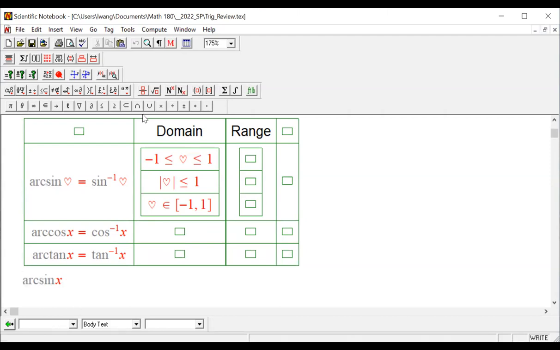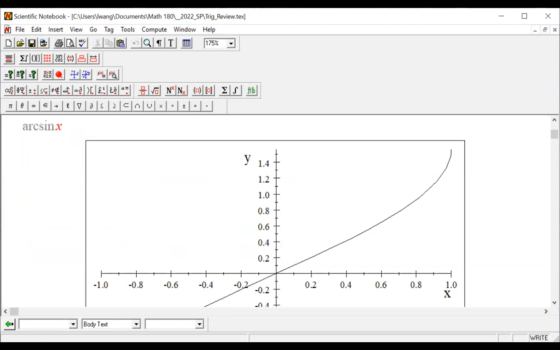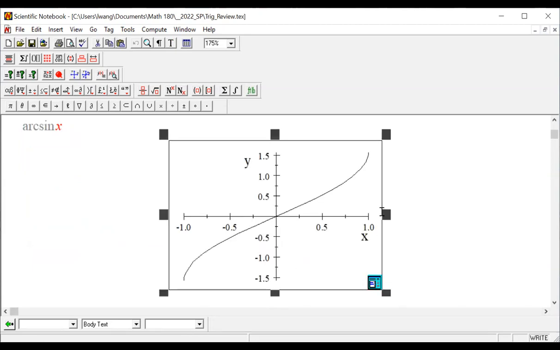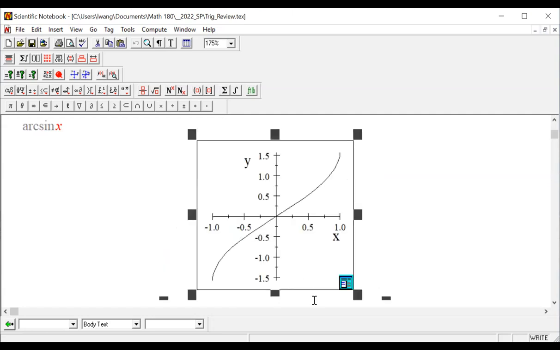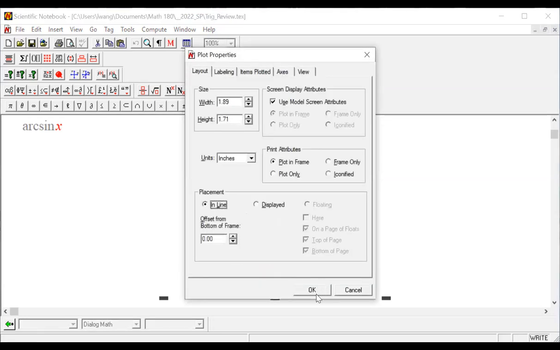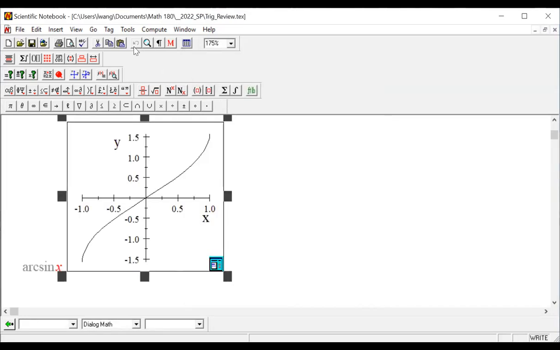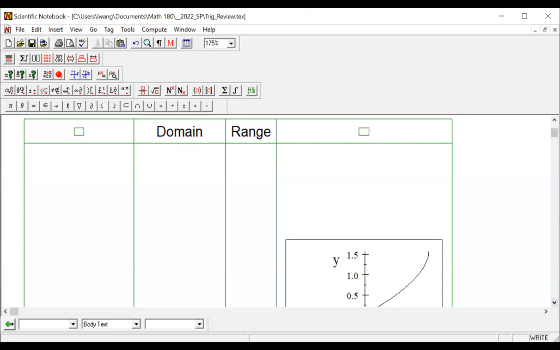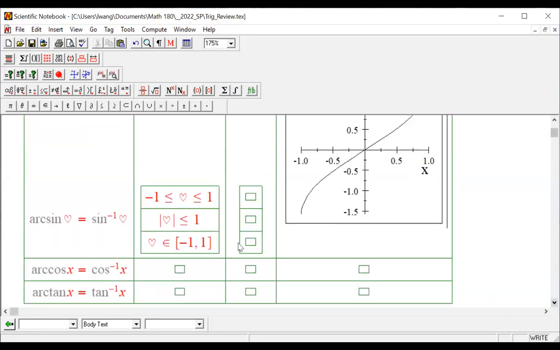Okay, arc sine. We've seen the picture. The picture tells us the domain is from -1 to +1. The range is from -π/2 to π/2. So the picture tells us thousands of words.